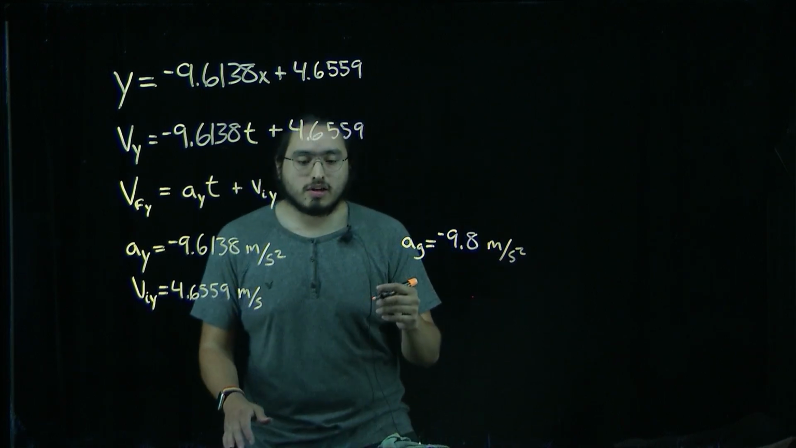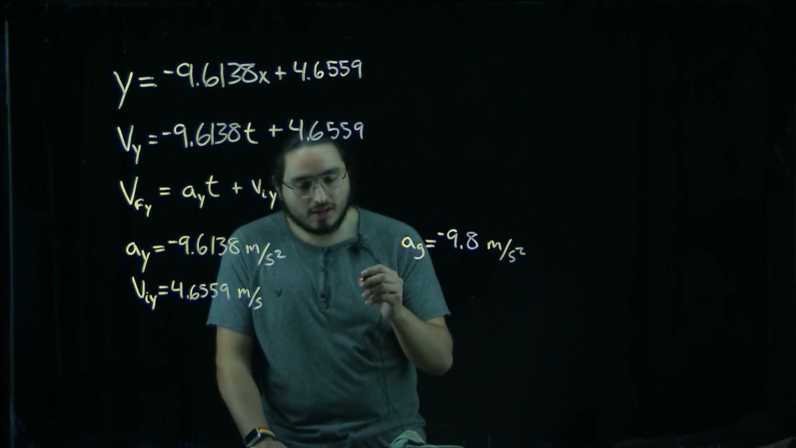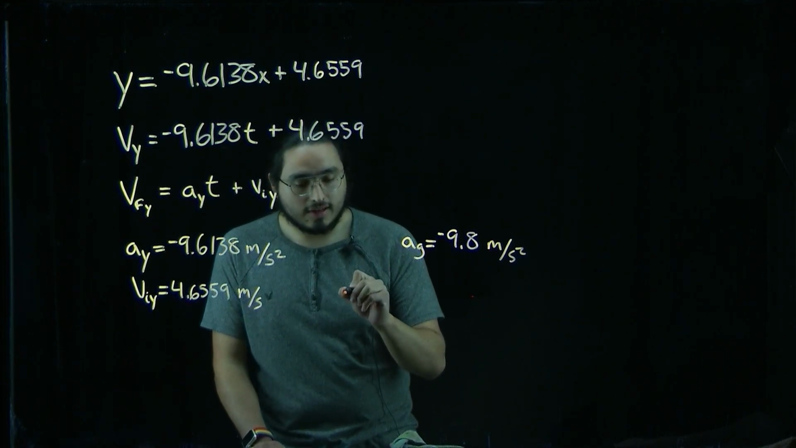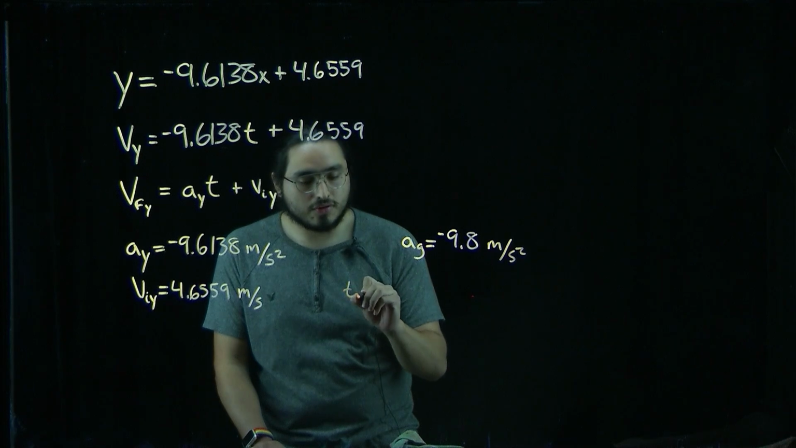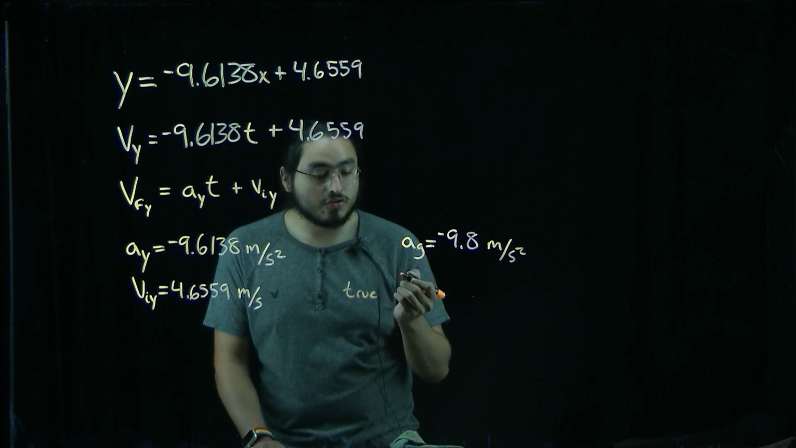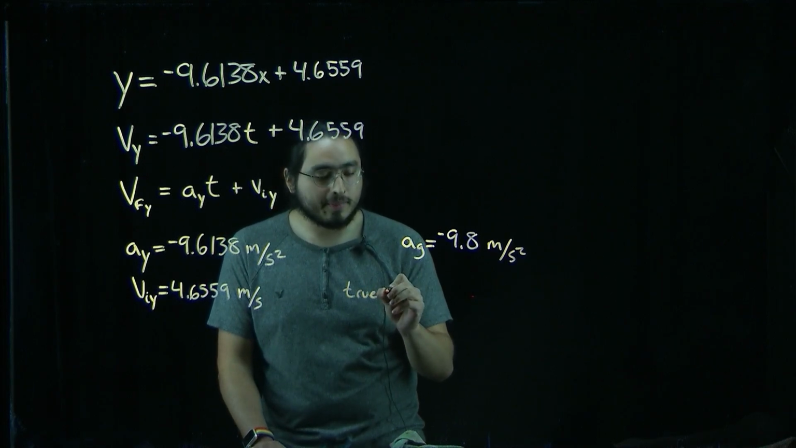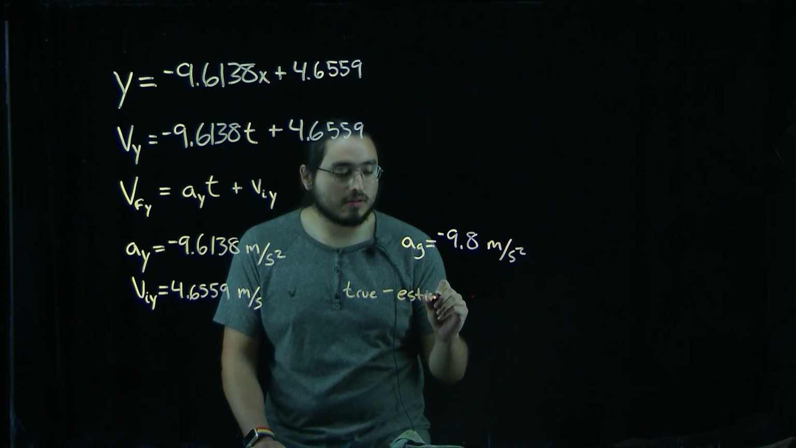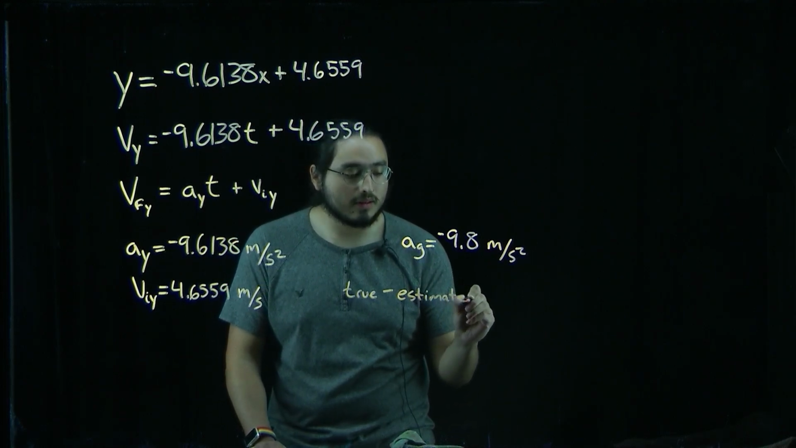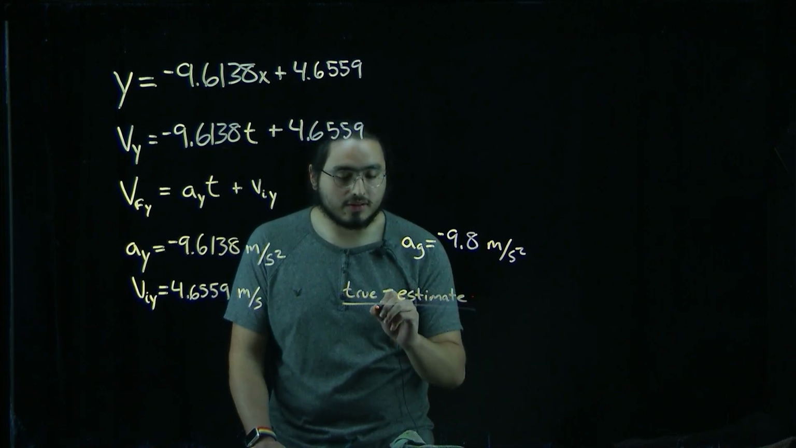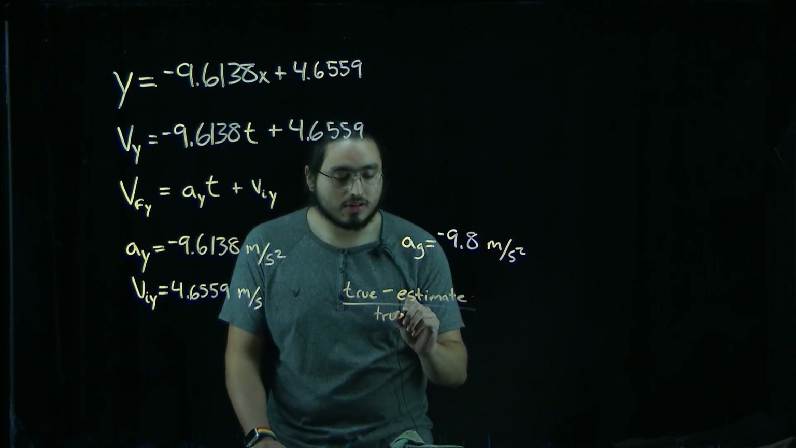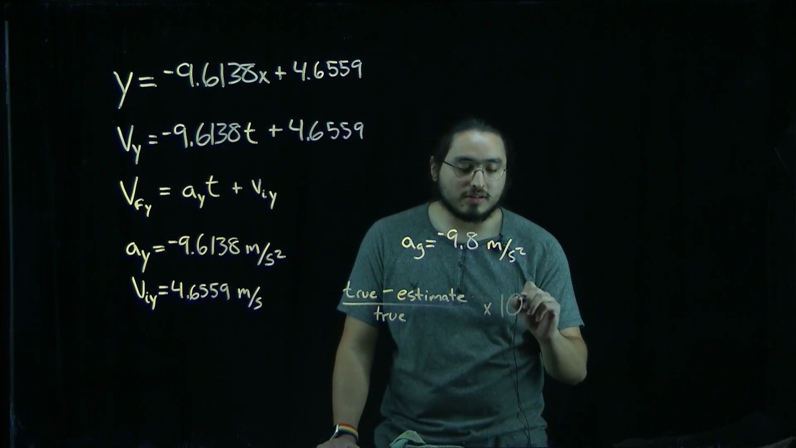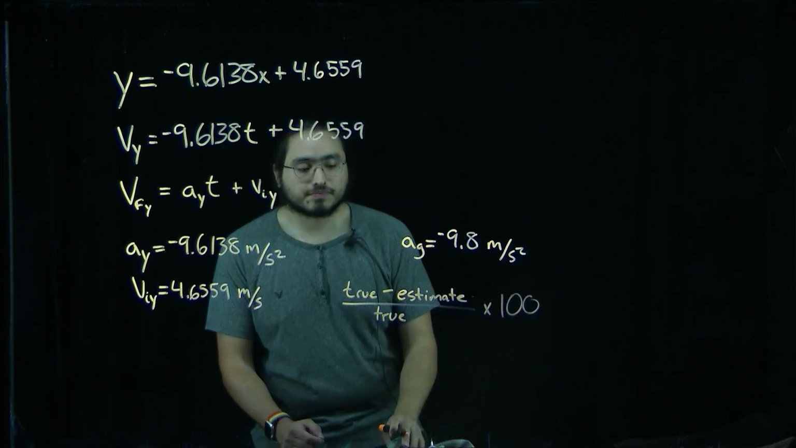Now let's calculate the percentage error that we have. I'll just write out the formula. In general, to get the percentage, it's the true value minus the estimated or calculated value, divided by the true value. And then we multiply by 100, and this will get us the percentage.